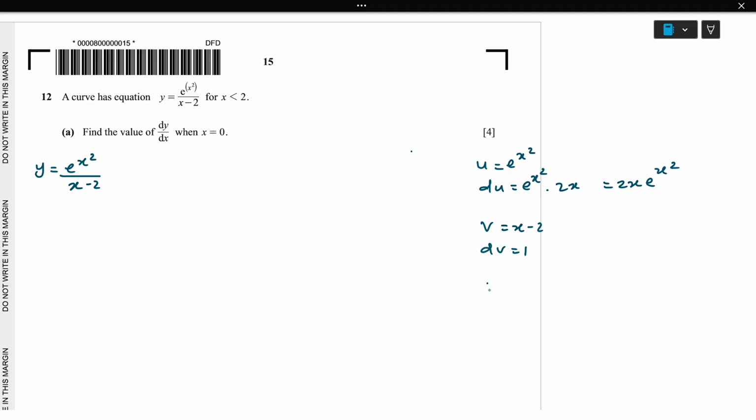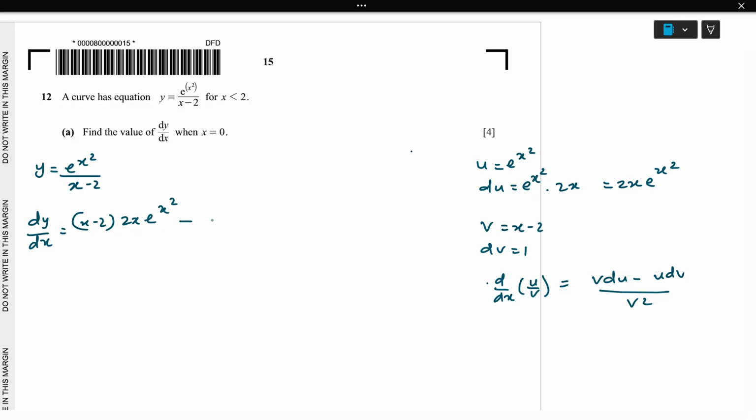So dy by dx. d by dx of u by v equals v times du minus u times dv over v squared. So now I'll write dy by dx equals v times du. v is going to be x minus 2, so x minus 2 times du, which is 2x times e to the power x squared, minus u times dv. So u is going to be e to the power x squared, and dv is going to be 1, over x minus 2 whole squared. So now we'll simplify the numerator.